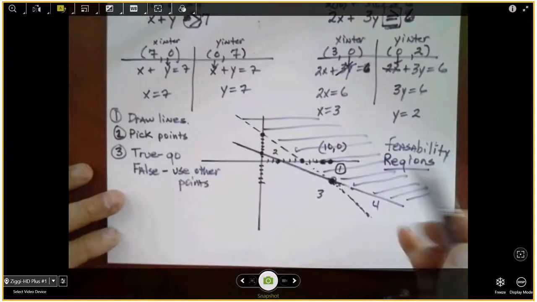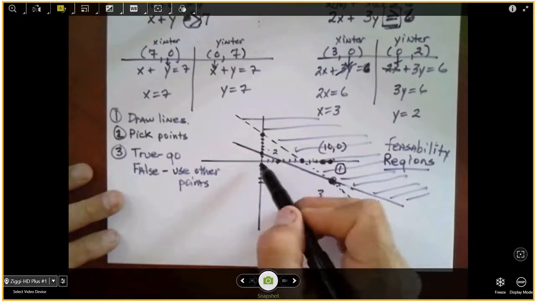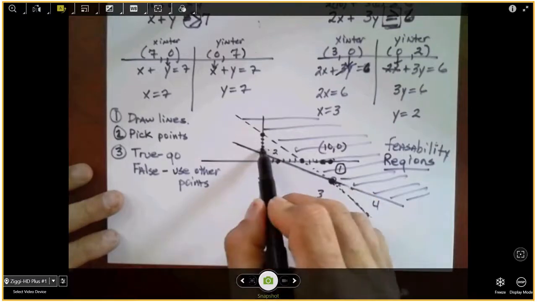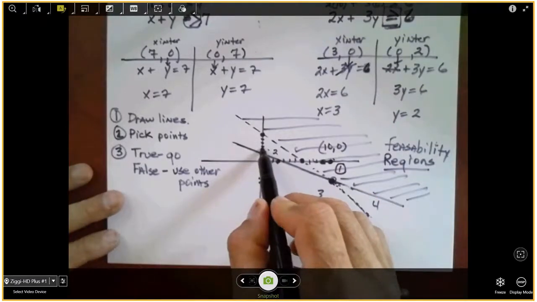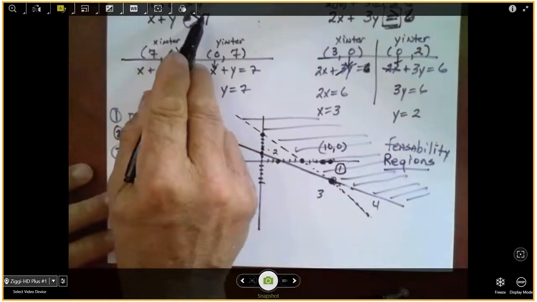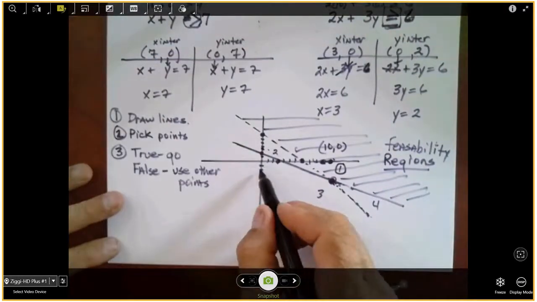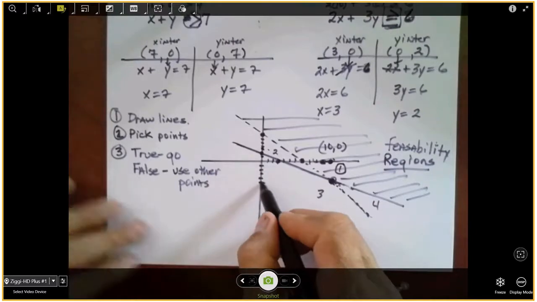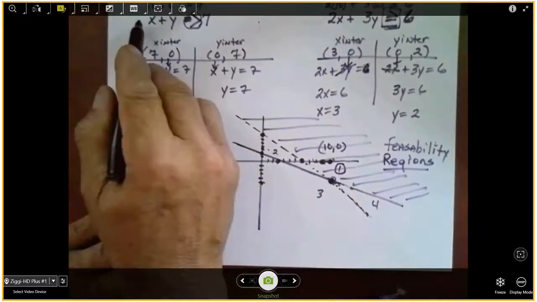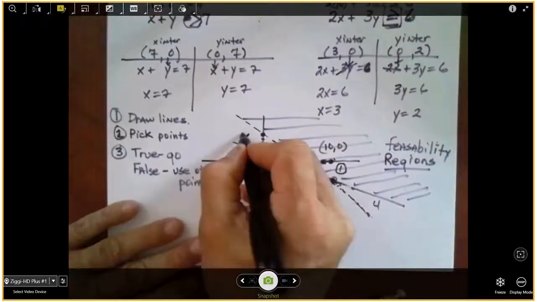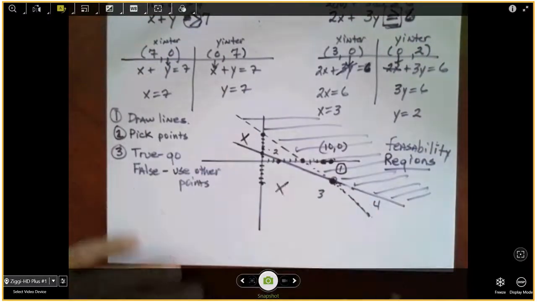So if this one did not work, I would have to jump over here and pick (0, 3) and plug it in. 0 plus 3 is not more than 7, so that wouldn't work. Let's go with 1, 2, 3, 4, 5. (0, -5). 0 minus 5 is -5. -5 is not greater than 7, so that wouldn't work. So this is not the feasibility region. That's not the feasibility region.